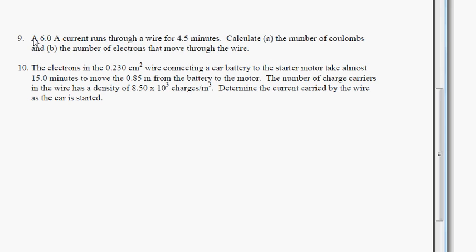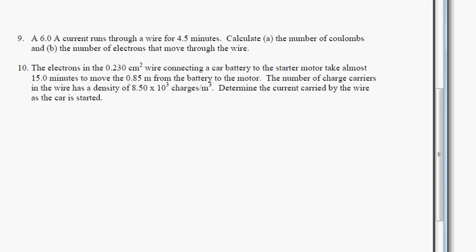Okay, so problem 9, we have a 6 amp current running through a wire for 4.5 minutes. Calculate the number of coulombs that move through the wire for A, and then B, the number of electrons. Okay. This is just unit conversion, and this is definitions of unit conversion, I guess. So for A, the current was 6 amps, and the time was 4.5 minutes.